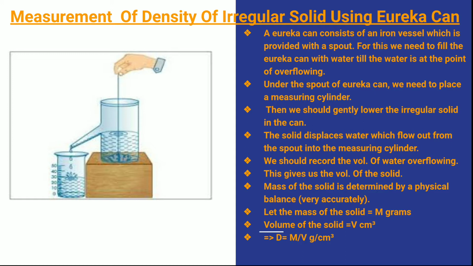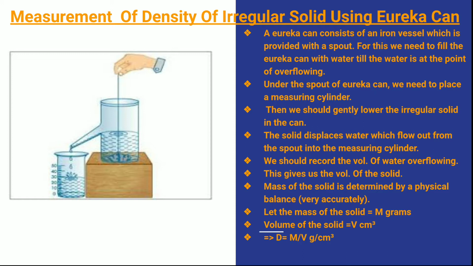As soon as you dip the solid inside the water of the can, the water will rise because the solid will displace its own volume. When it rises, it will come out from the spout and collect in the measuring cylinder which has been kept just underneath the spout. The volume of water that is coming out of the spout will be the volume of the irregular solid.